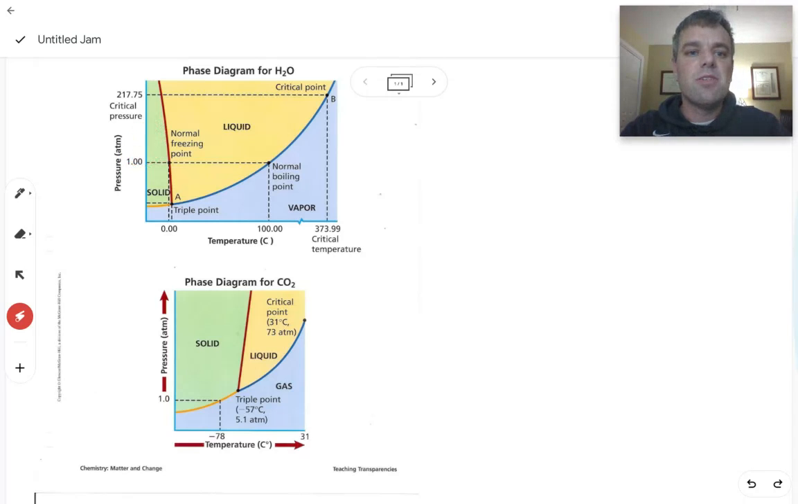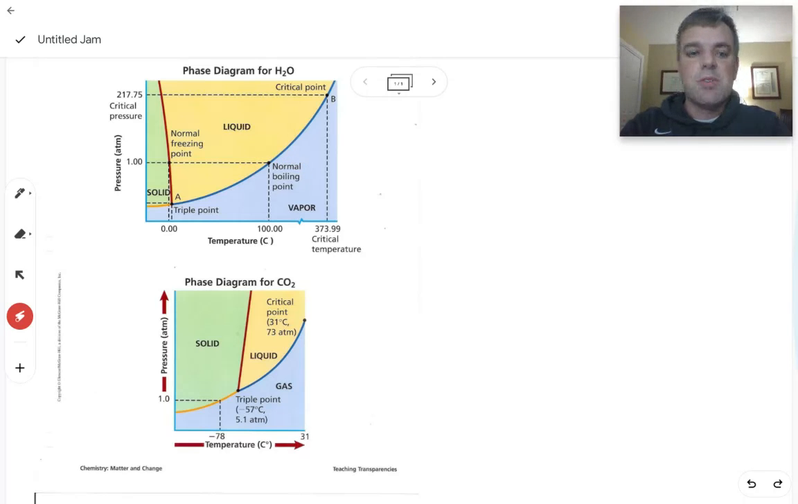And so this shows on the phase diagram for water that at 1 atmosphere, as you increase the temperature, when you hit 0 degrees Celsius, you transition from a solid to a liquid. And then when you hit 100 degrees Celsius, you transition from a liquid to a vapor.